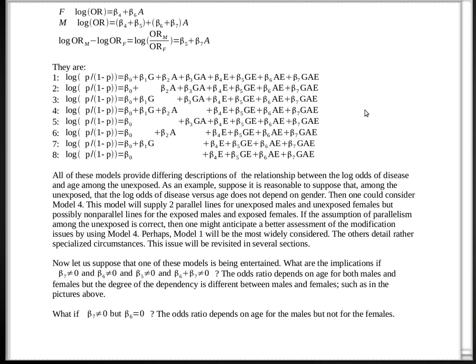on age for both the males and the females, but the degree of dependency is different between the males and the females. Now, that is our scenario that I have displayed visually for you above. That, in fact, beta 7 is non-zero, large. Beta 6 is non-zero, but you'll recall was negative. And beta 6 plus beta 7 was non-zero, but positive.